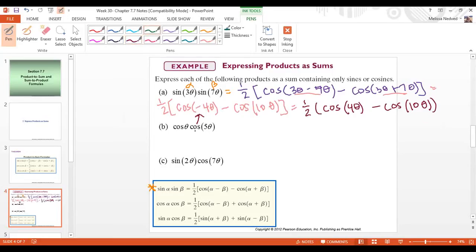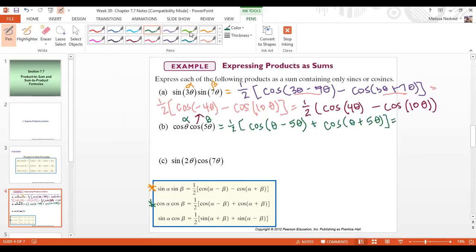Part B is cosine theta times cosine of 5 theta. Here I have cosine and cosine, so I'm going to use this second formula in my box down here. And my alpha will be just theta, my beta will be 5 theta. And using my theorem here, I'm going to again have that 1/2 out front, my square bracket, cosine alpha minus beta, so alpha is theta minus beta is 5 theta, then plus cosine, now alpha plus beta, so theta plus 5 theta.